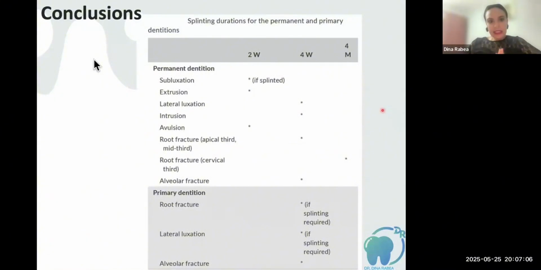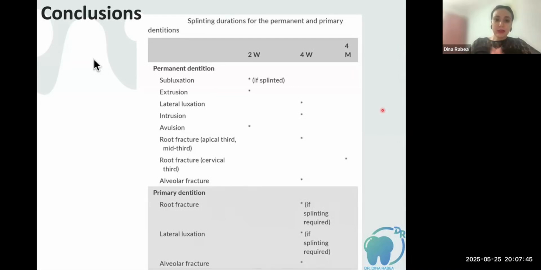When we talk about splinting in the permanent dentition, we mentioned 2 weeks for subluxation and extrusion because in these 2 types of luxations, most of the time, the bone is not involved. So as long as we do not have alveolar involvement, we do not need to extend the splinting beyond 2 weeks. Also for avulsion, the latest guidelines only offer 2 weeks of splinting versus 2 to 4 in the old scenarios. We only extend if we recheck the occlusion after 2 weeks and we find that the tooth is still mobile.